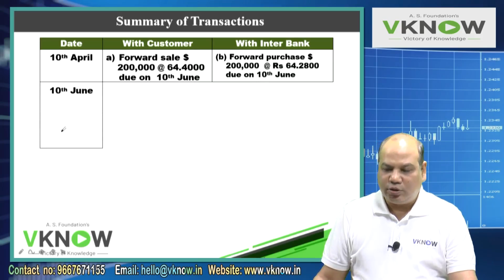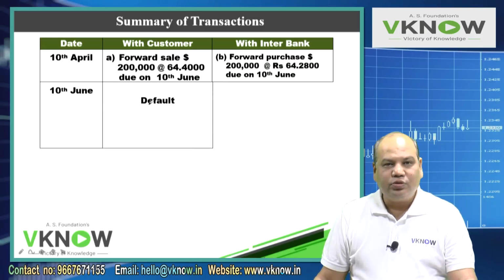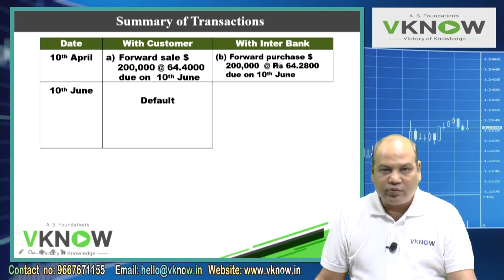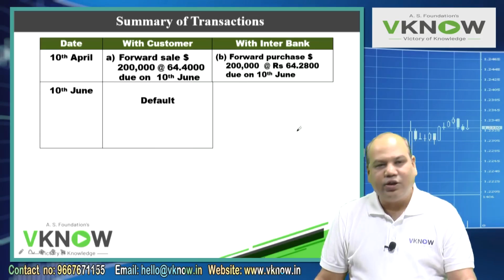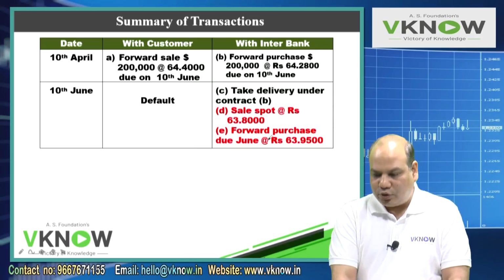But the customer did not come on 10 June. This is 10 June, customer has defaulted. He has not come. We were waiting. Where is the customer? Customer is not there. Now the bank has entered into a forward purchase contract with the interbank, and this is the due date. So what will it have to do? It will have to purchase from the interbank and again sell it in the spot market. So that will result in an inflow or outflow of cash.